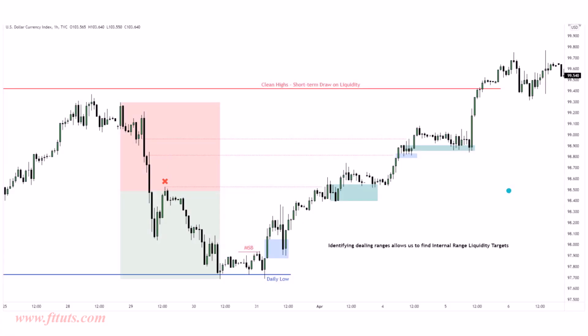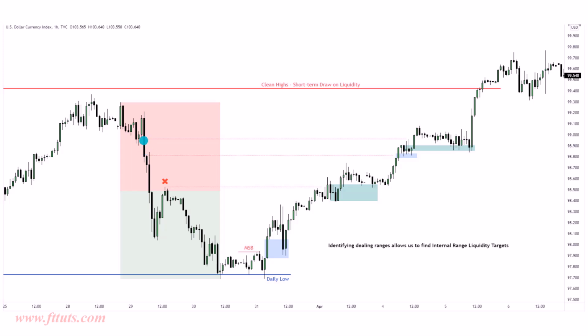Identifying dealing ranges allows us to find internal range liquidity targets. So what we want to do as traders is we want to buy in a discount and sell in a premium. And a premium can come in 2 forms: internal range liquidity and external range liquidity. Okay, so we have this old high here, so we could buy the discount here, exit at that internal range liquidity, from this range low to this range high, in the form of buy side liquidity here. Or we could buy along here and target internal range liquidity in the form of this opposing fair value gap.